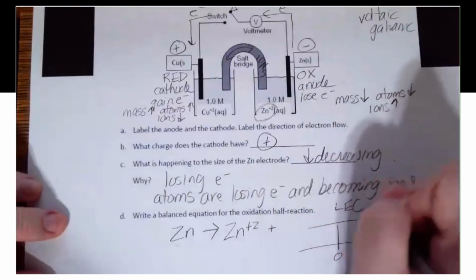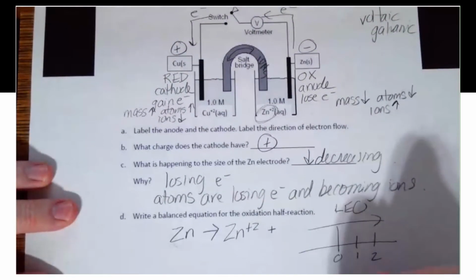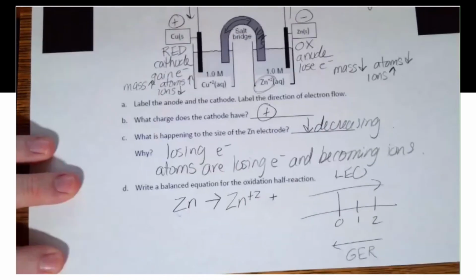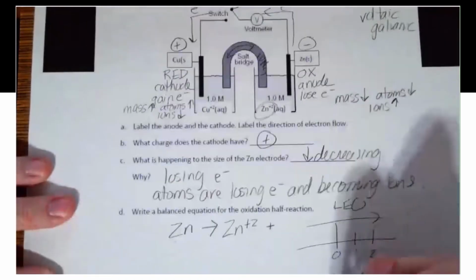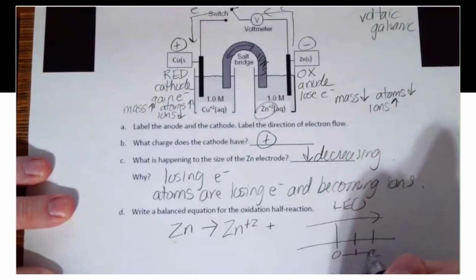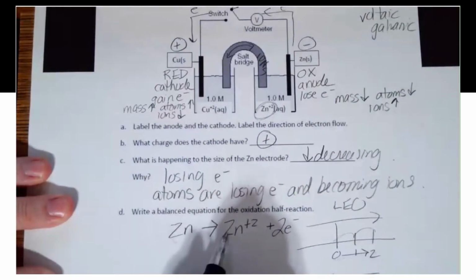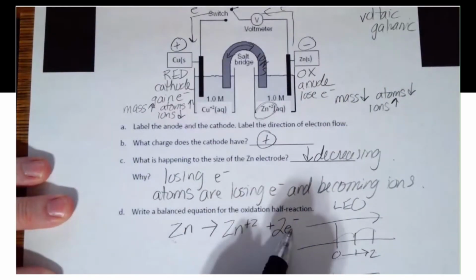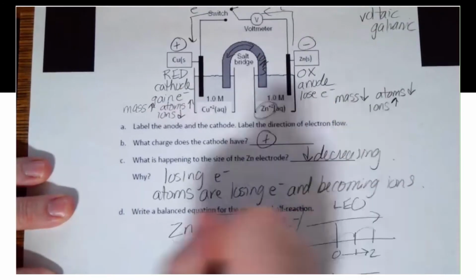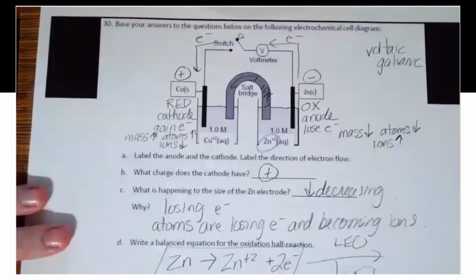This is LEO this way. That would be GER, but again, I'm only looking at oxidation, right? From 0 to 2, I move 2 hops. That's 2 electrons. And you can see how it's following LEO. Now, is it balanced in atoms? Yes. In charge, 0 plus 2 and negative 2, 0. So this is my answer for that. And there you go.